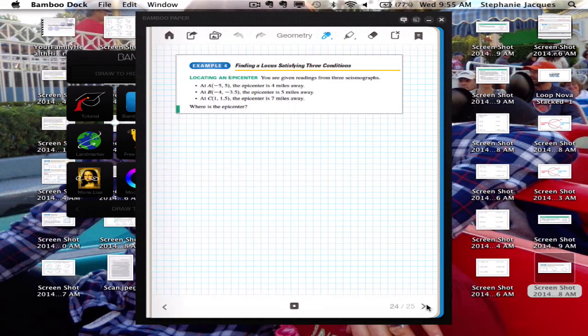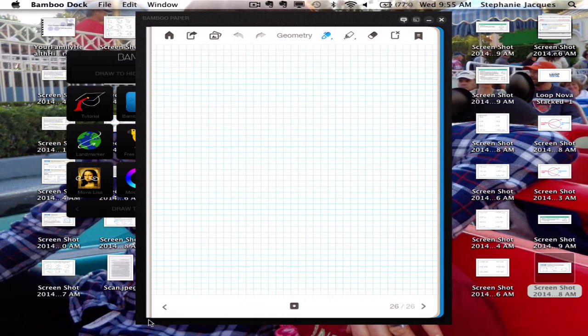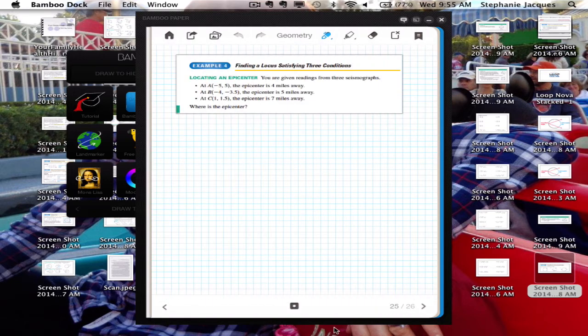Let's look at another example. So finding a locus satisfying 3 conditions. So you want to start with your first one, your second one, then your third one. And let's see what happens. So this is dealing with earthquakes and epicenters, like where the earthquake hits. So let's draw. It looks like they give us coordinates for everything.